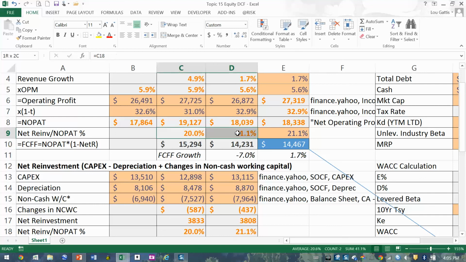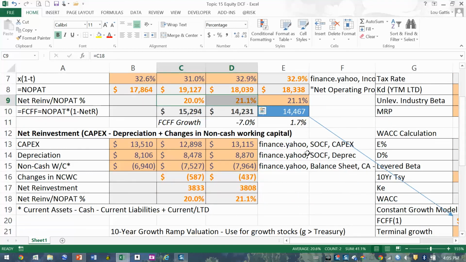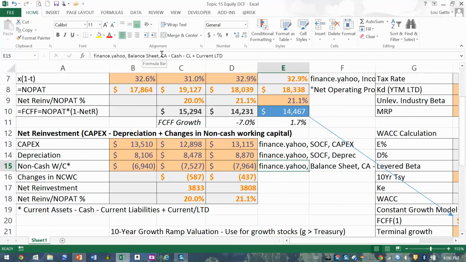Now, how I got these 20 and 21% is I went to the statement of cash flow and balance sheet, and I got the historic CapEx from the statement of cash flow. I got the historical depreciation from the statement of cash flow, and I got the historical working capital from the balance sheet. For the working capital, I took current assets minus cash minus current liabilities plus current long-term debt to get the net working capital. Now the change in the net working capital is what I need to capture for net reinvestment.